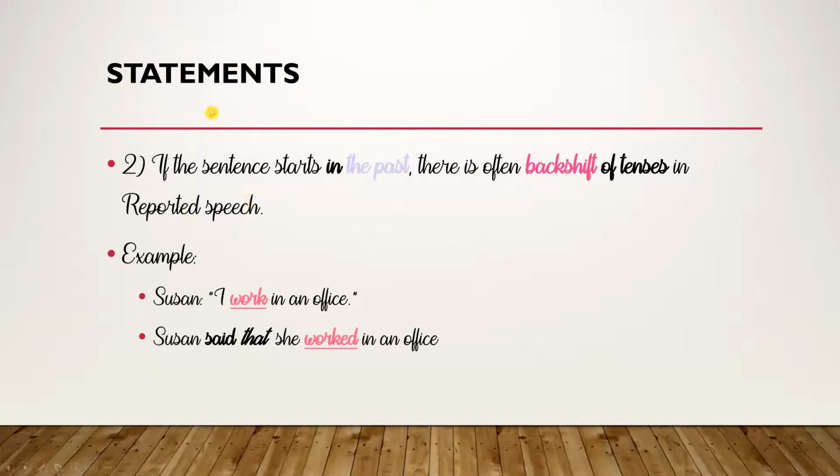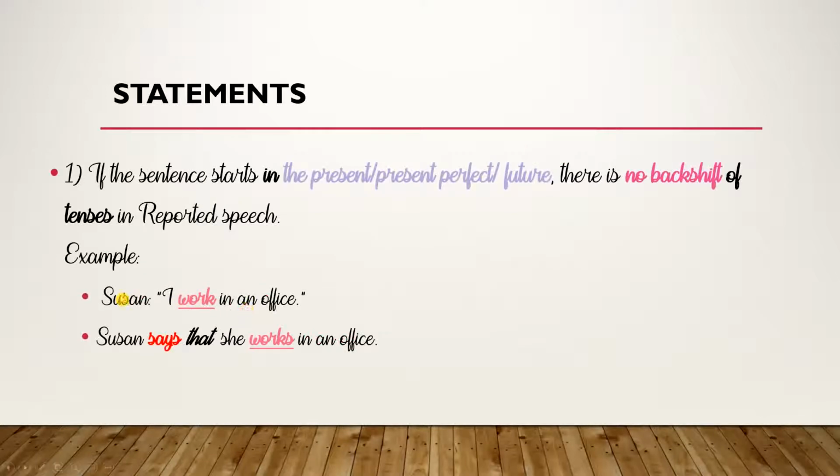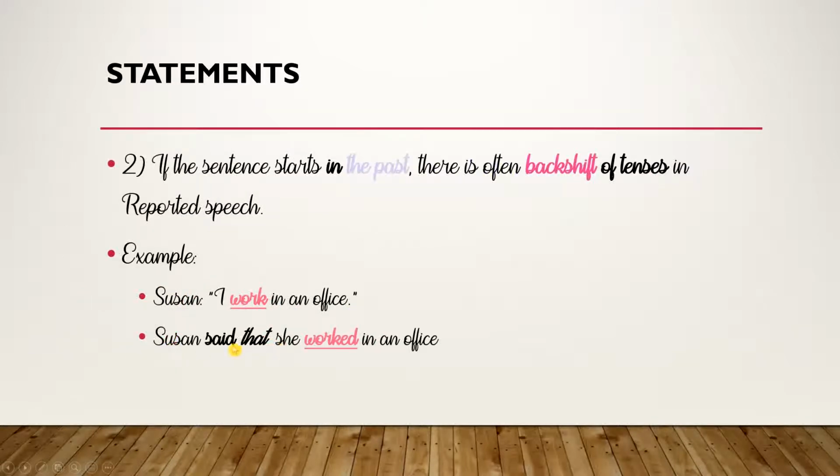If the sentence starts in the past, and that's what we usually have, there is often backshift of tenses in a reported speech. So an example: Susan, "I work in an office." So Susan said that she worked in an office. So here the verb is work in the present, the same one like in the previous one. So Susan, "I work in the office." The difference is in the introductory verb. Here it is in the present, and here it is in the past.